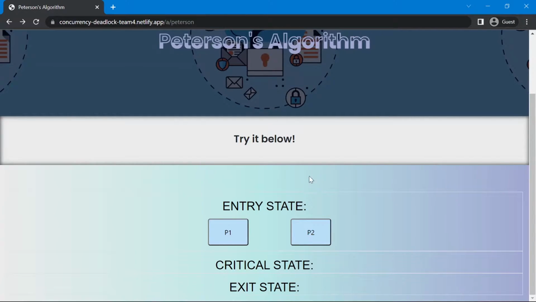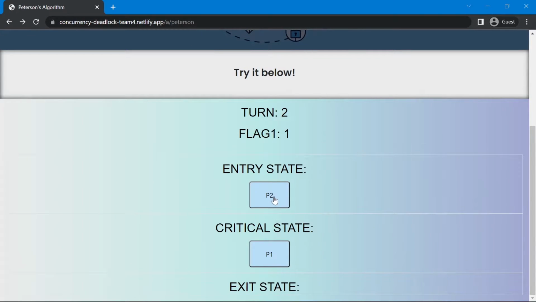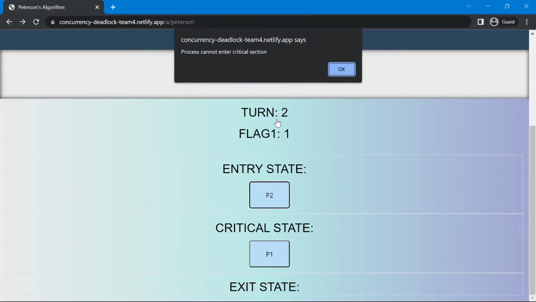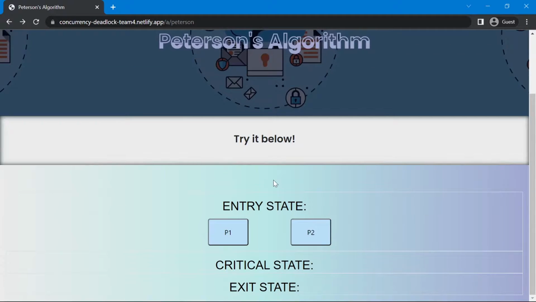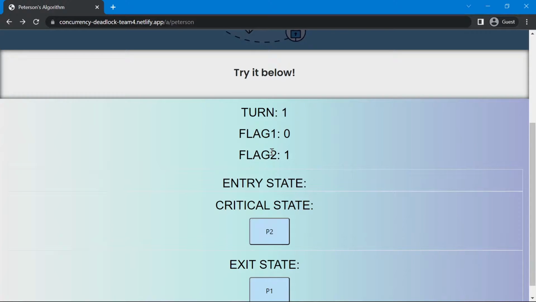Let us move the process P1 to the critical state. Process P2 cannot enter the critical state because P1 is already present. Let us try adding the process P2 to the critical state. We are getting an error, which means that the law of mutual exclusion is satisfied. So let's move P1 to the exit state so P2 can enter the critical state. Here flag indicates which process is in the critical state and turn tells which process it is to enter the critical state.